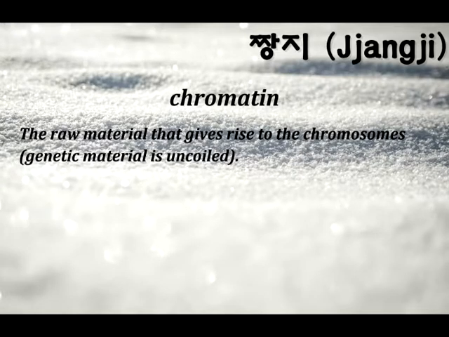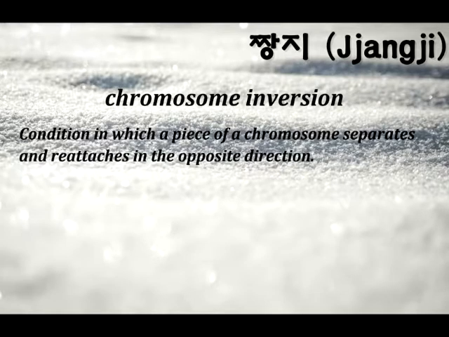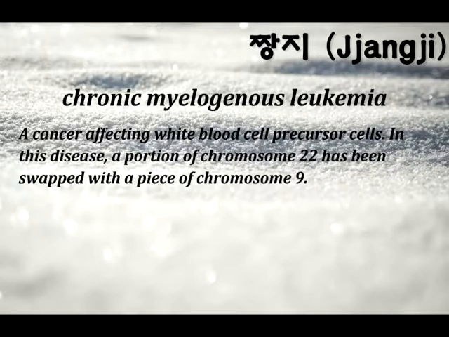Chromatin, the raw material that gives rise to the chromosomes. Genetic material is uncoiled. Chromosomal translocations, condition in which a piece of one chromosome is attached to another, non-homologous chromosome. Chromosome inversion, condition in which a piece of a chromosome separates and reattaches in the opposite direction. Chronic myelogenous leukemia, a cancer affecting white blood cell precursor cells. In this disease, a portion of chromosome 22 has been swapped with a piece of chromosome 9.